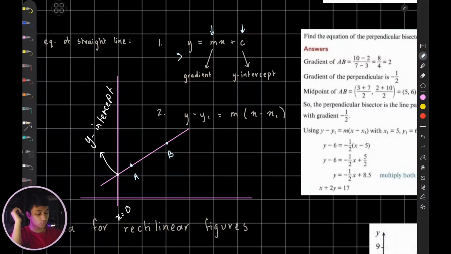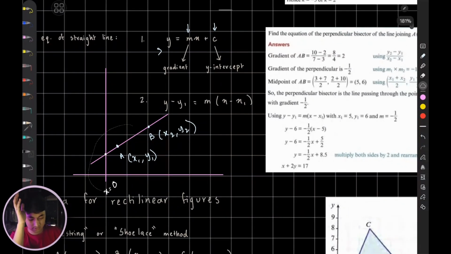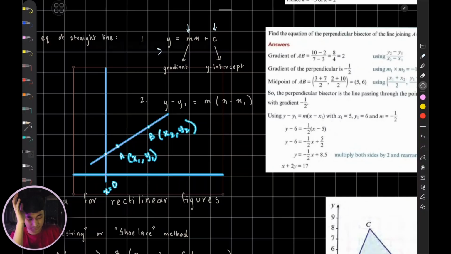Very simple. You're going to take the help of the second equation. That is, when you have only two coordinates available to you. You don't know the y-intercept, you can't read it, but you only know the coordinates of a and b. So in this case, notice what you are going to do. You're going to use this formula. Let me decrease the size of this.